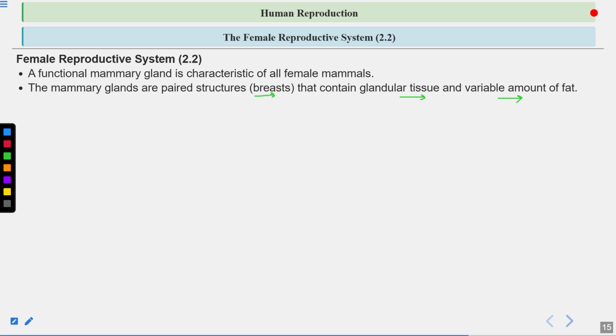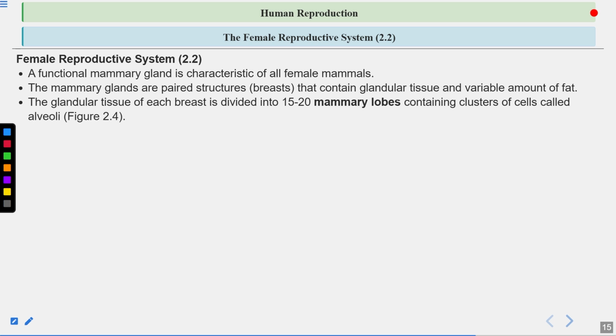So the mammary gland consists of what? The mammary gland consists of fat, and it also consists of glandular tissue. The glandular tissue of each breast is divided into 15 to 20 mammary lobes. So you should remember this. How many mammary lobes are present? 15 to 20 mammary lobes. And these mammary lobes consist of clusters of cells called alveoli.